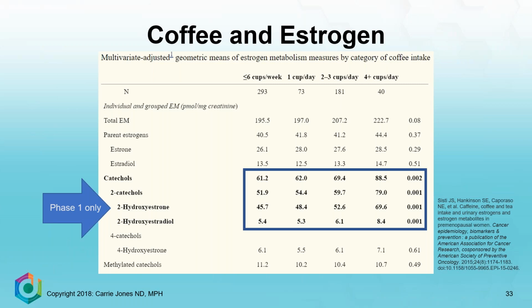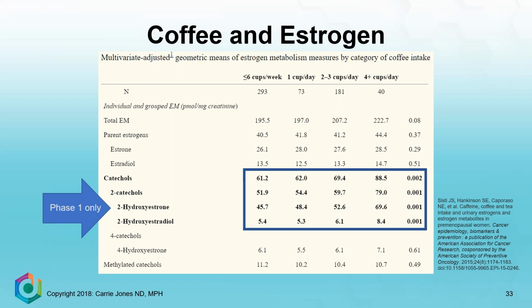What about coffee? I get asked about coffee a lot in liver and estrogen, and I found this article so fascinating. Coffee, not other caffeines like tea or soda or energy drinks, but coffee itself with caffeine, not decaf, actual coffee, raises your 2-hydroxyestrone and 2-hydroxyestradiol. These are called catechols, so your 2-catechol category. So coffee helps to improve your phase 1 detoxification and push it more down that healthier 2 pathway.